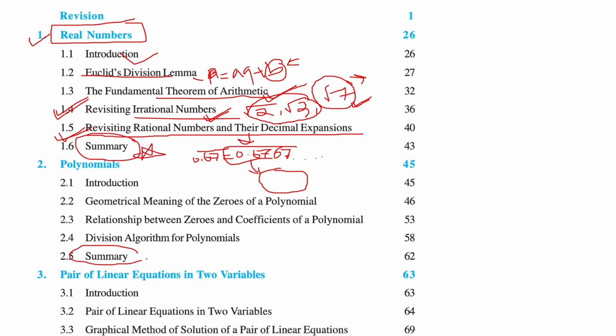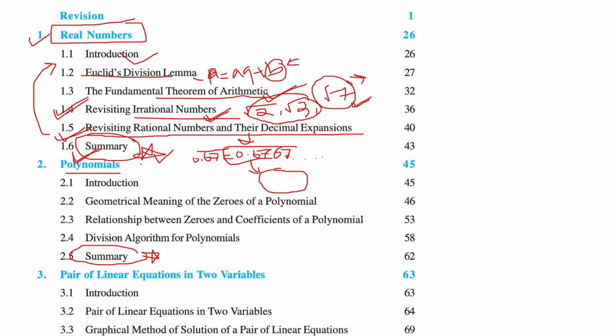Of like every chapter you will get the summary. So first do the summary, then go to the individual topics. That is important. In the summary they will mention the important topics. So first off, you have to check the summary. Then second one is polynomials.